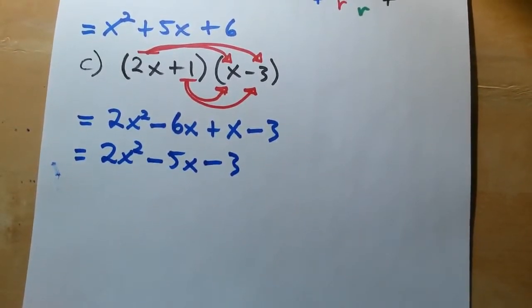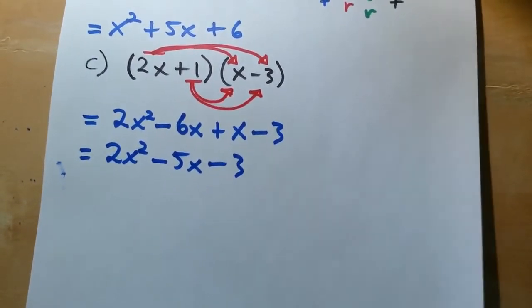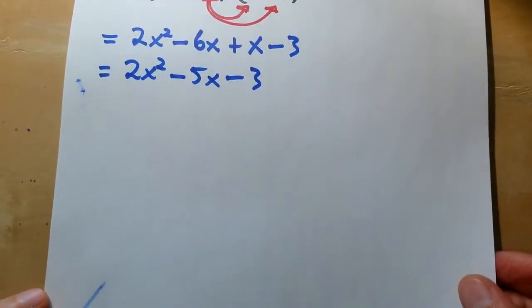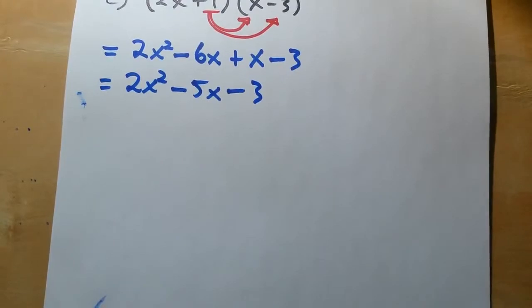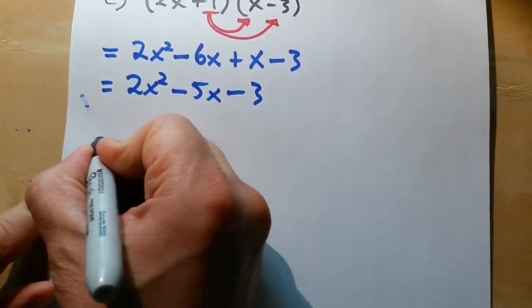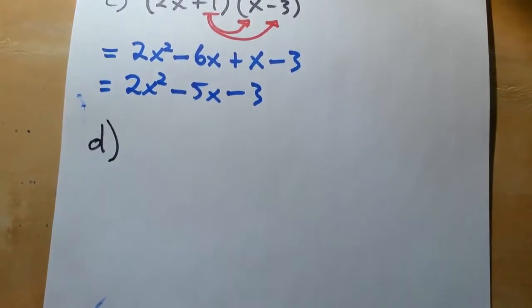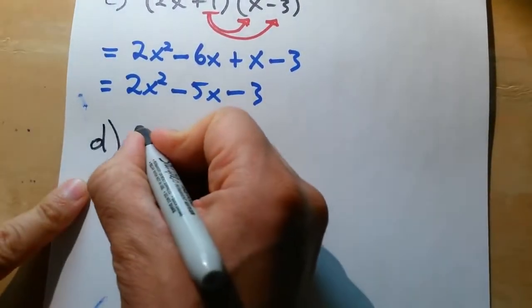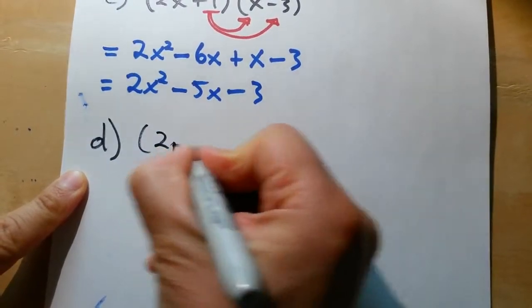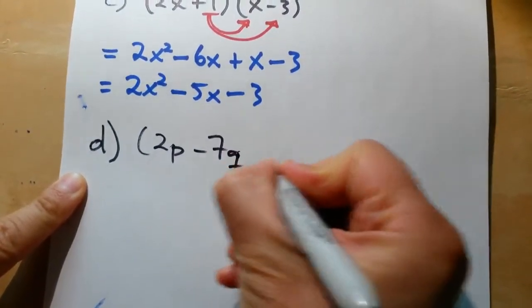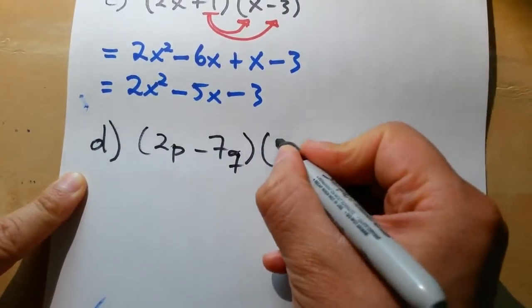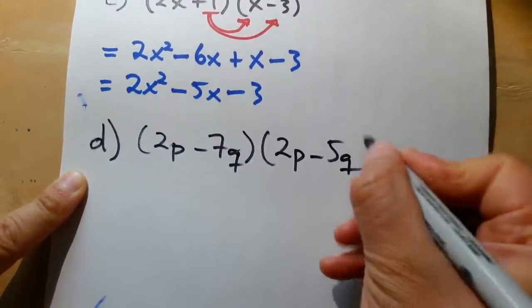Okay, let's look at some more examples, and then I'll let you try some on your own as well. So let's look at example D here. We have 2p minus 7q times 2p minus 5q.